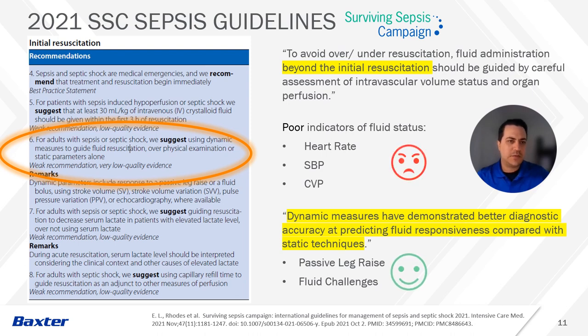So this is from 2021. This is the Surviving Sepsis Campaign guidelines. And there's something to point out here. Back in 2015, Surviving Sepsis Campaign started releasing information on recommendations of guiding fluids with dynamic assessments of fluid responsiveness. In this 2021 update, they've actually increased their strength to now recommend against other indicators of fluid status, such as heart rate, systolic blood pressure, and CVP, in favor of dynamic measures, such as a passive leg raise or fluid challenge, because of their better diagnostic accuracy.